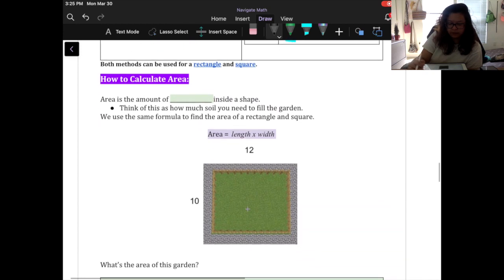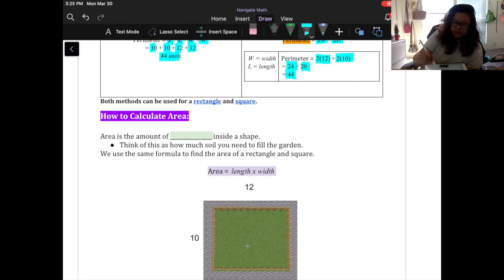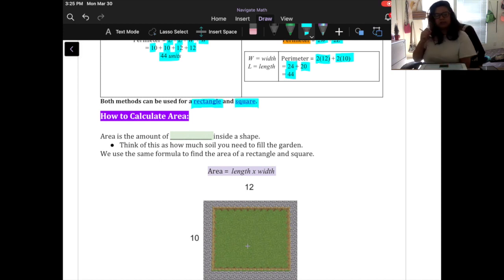Okay. If you don't know what the difference is between a square and a rectangle, go ahead and click on these two links and it'll show you a picture and a definition.